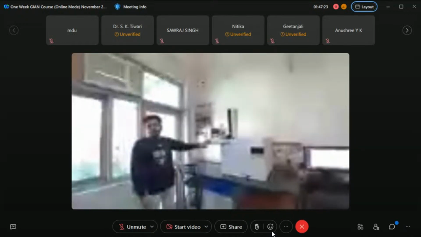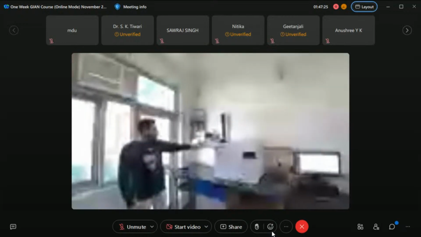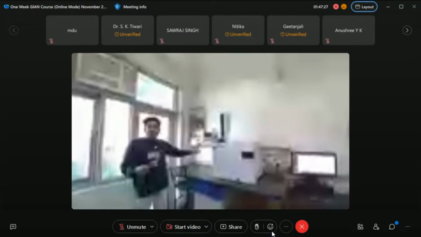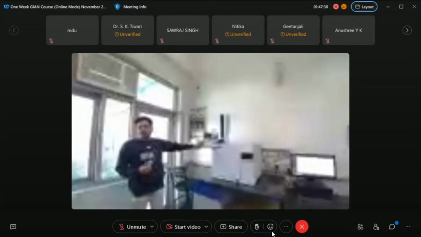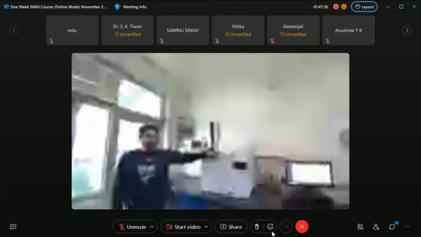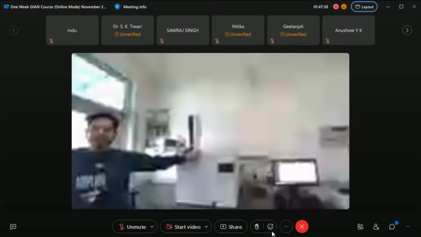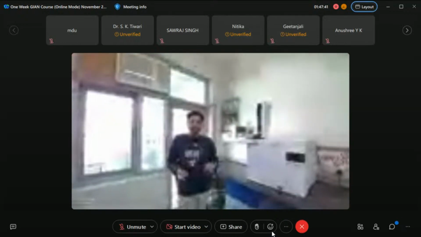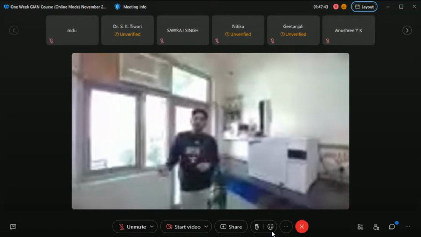So this is our department's health provider service system. In case you want to analyze a volatile sample, you will go for the GC, gas chromatograph. We are equipped with a chromatograph and two types of detectors, which are FID and NPD. FID is the flame ionization detector, while NPD is the nitrogen phosphorus detector.